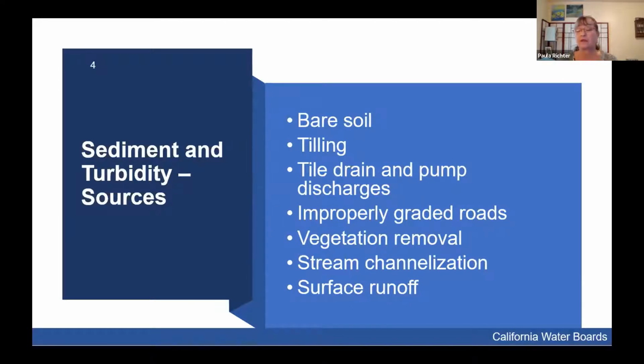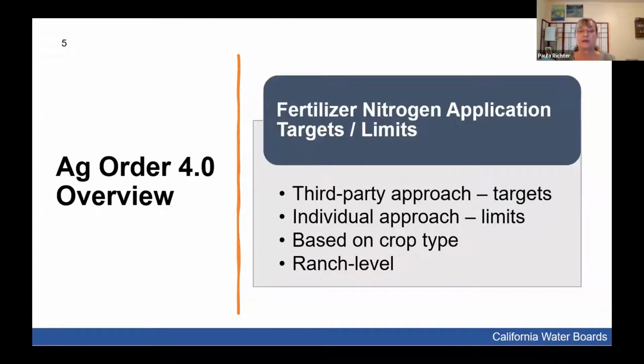Now, in the next few slides, I'm going to provide a brief overview of the new requirements under Ag Order 4.0. My focus today is going to be mainly on the surface water requirements because this is where non-crop vegetated management measures can be the most useful in terms of compliance. However, some of these management measures will also be useful in meeting the nitrogen application and discharge targets or limits for groundwater. We don't have time today for me to go into detail on the order requirements, but you can find information in the order.